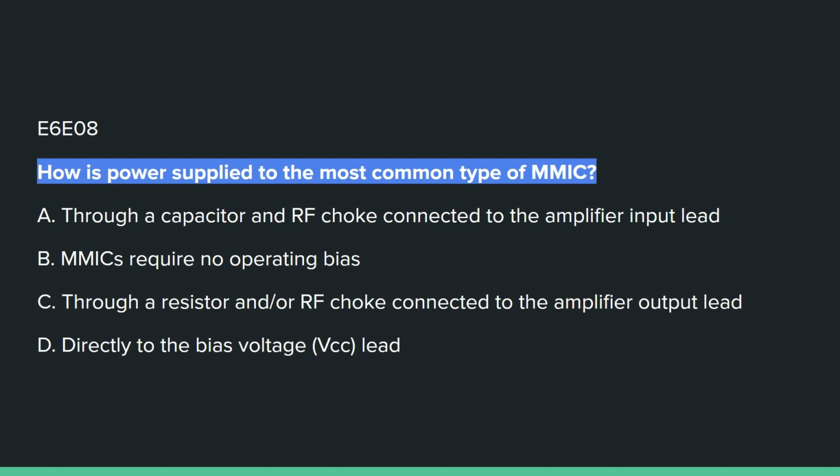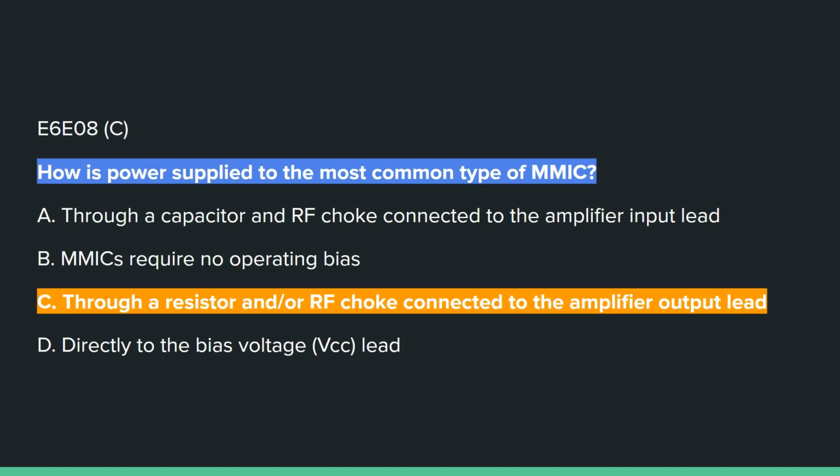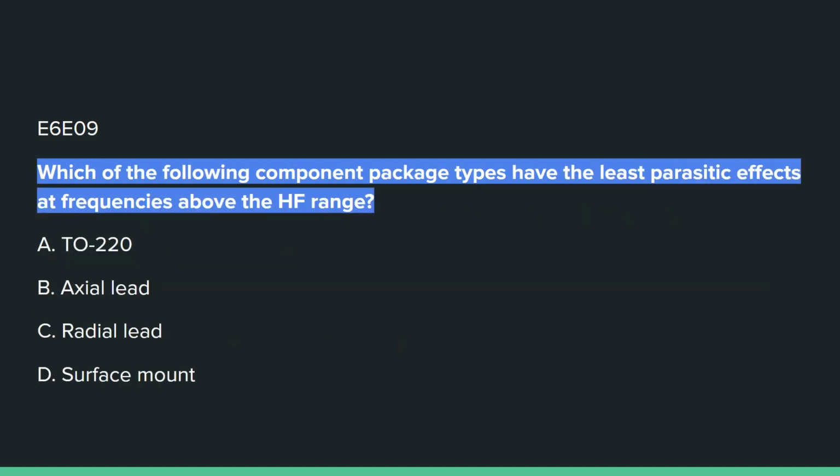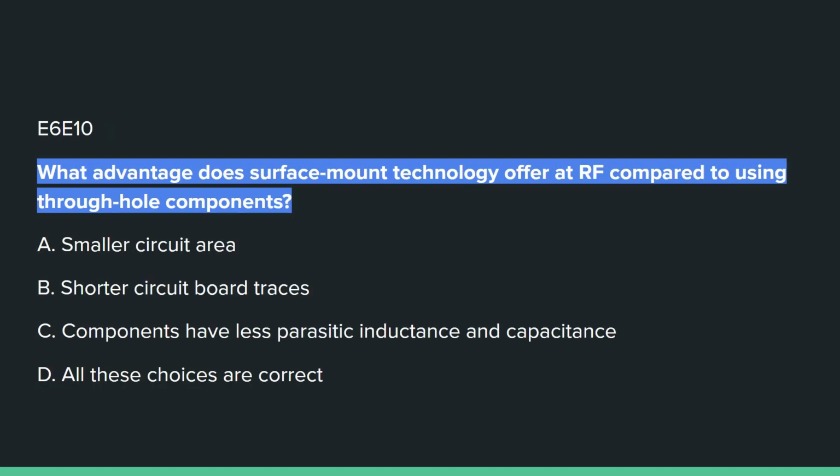E6E08, how is power supplied to the most common types of MMIC? C. Through a resistor and/or RF choke connected to the amplifier output lead. E6E09, which of the following component package types have the least parasitic effects at frequencies above the HF range? D. Surface mount. E6E10, what advantage does surface mount technology offer at RF compared to using through-hole components? D. All of these choices are correct.